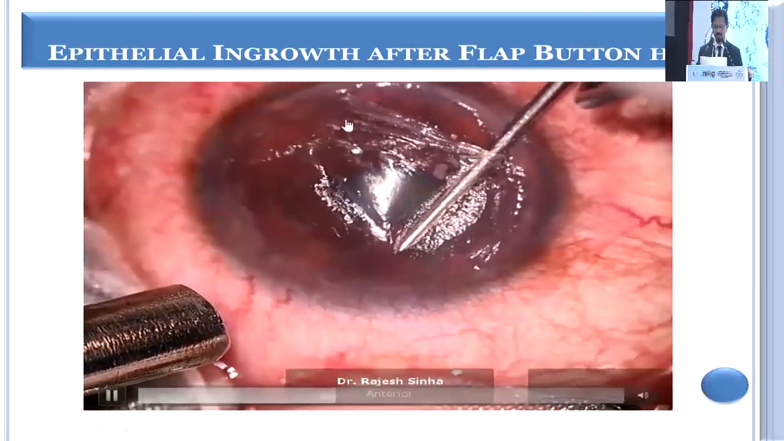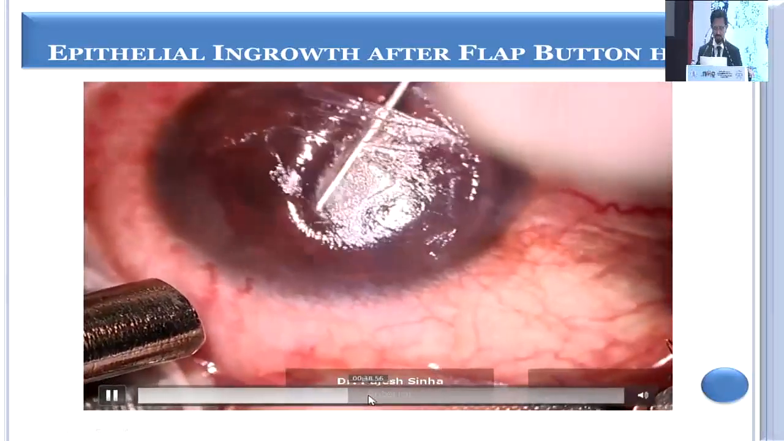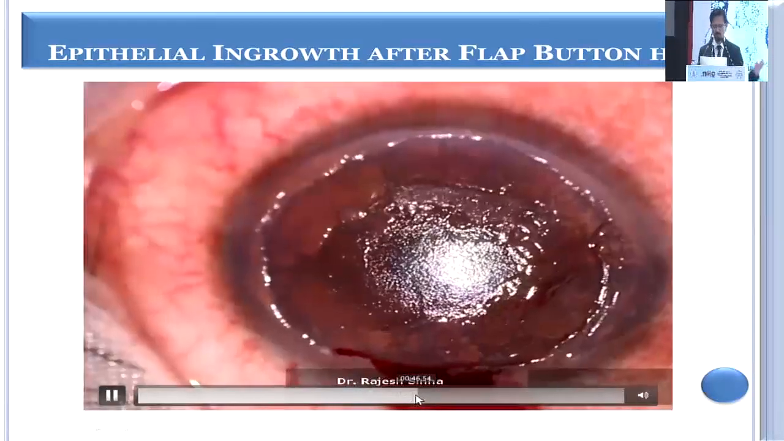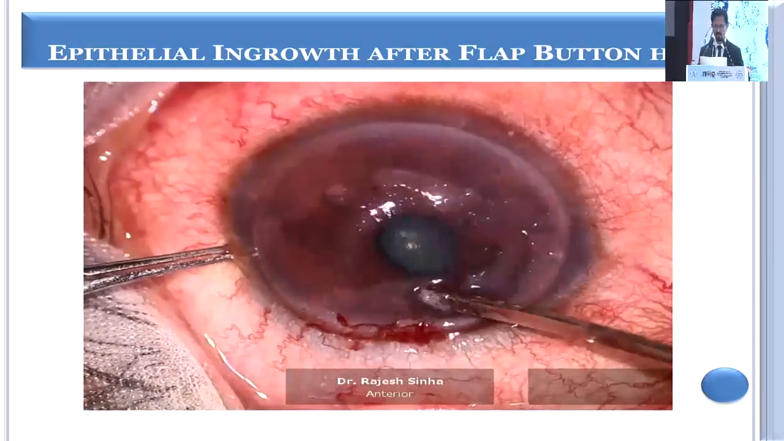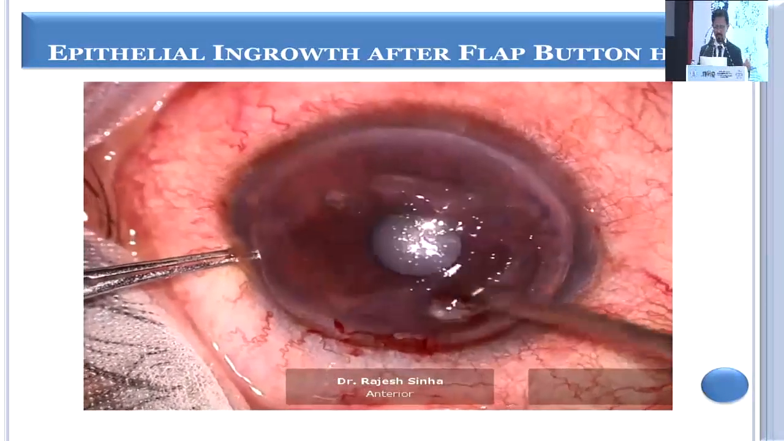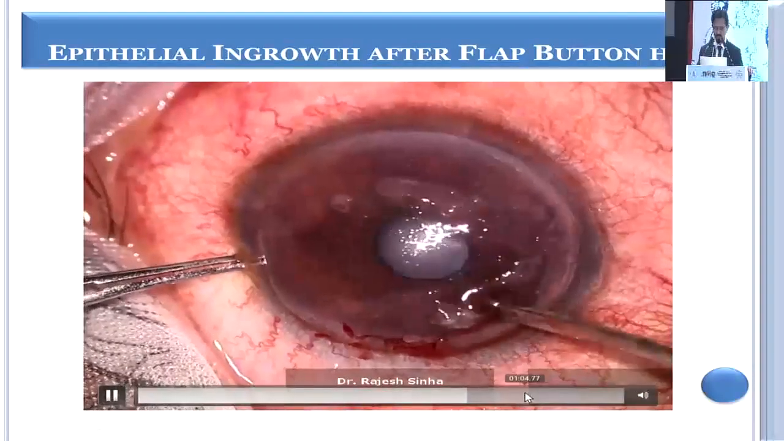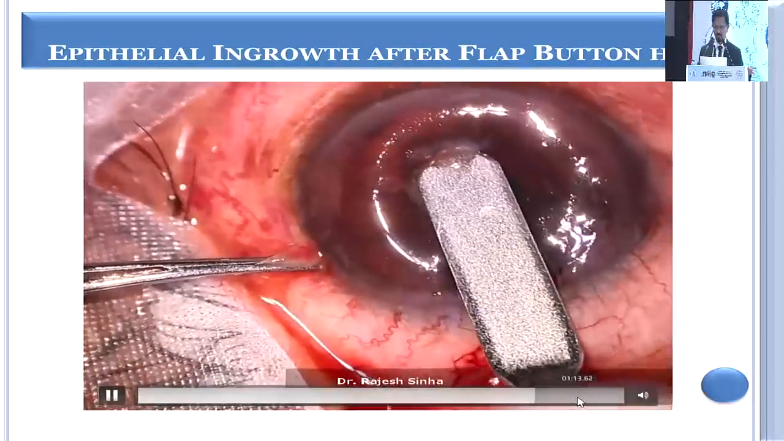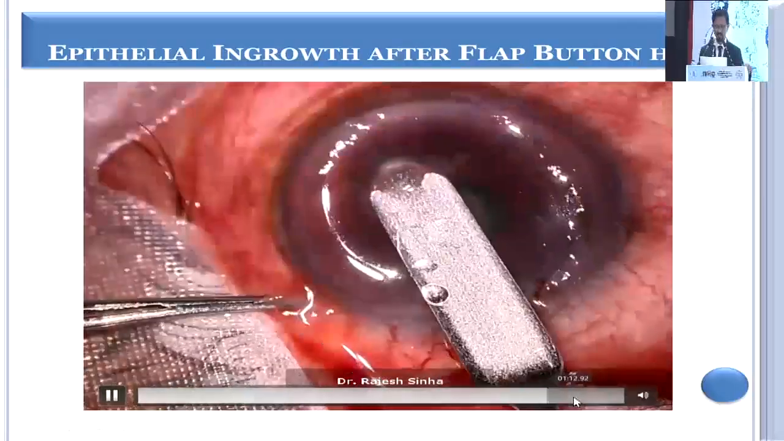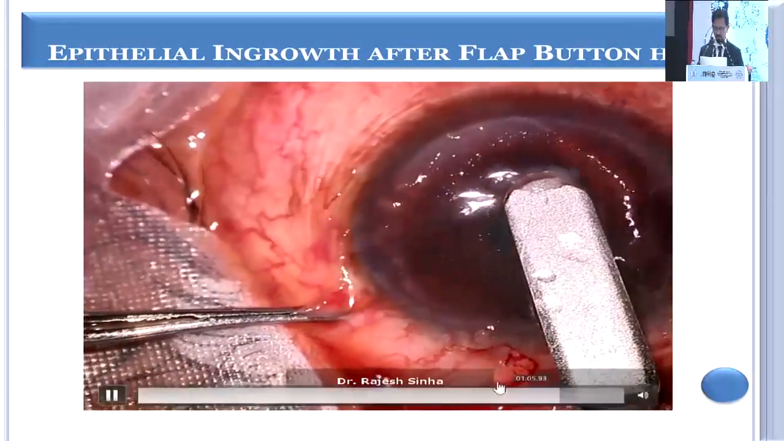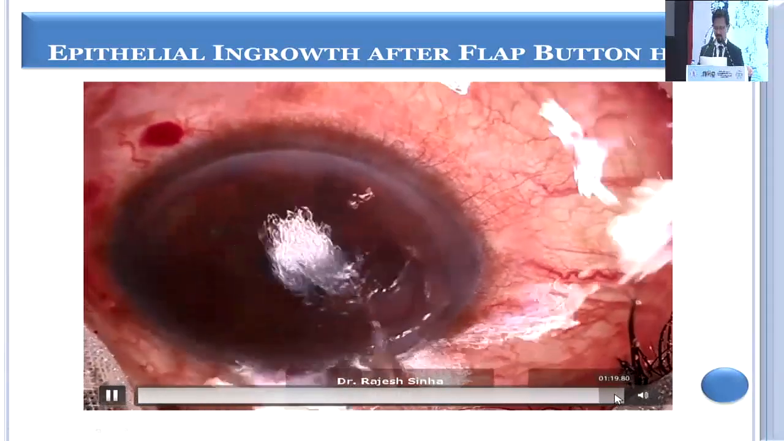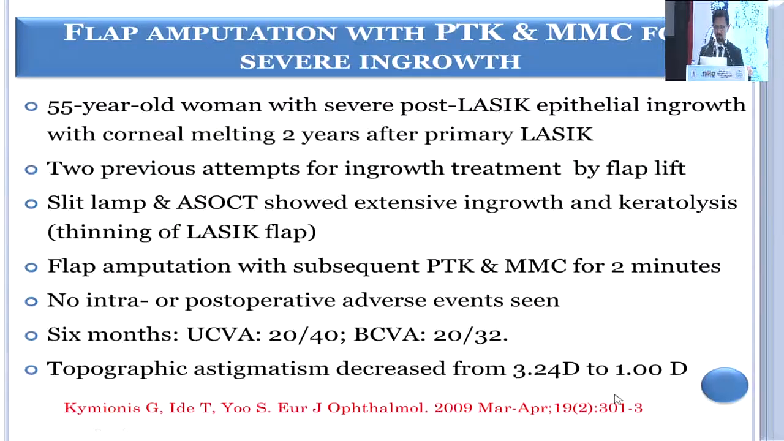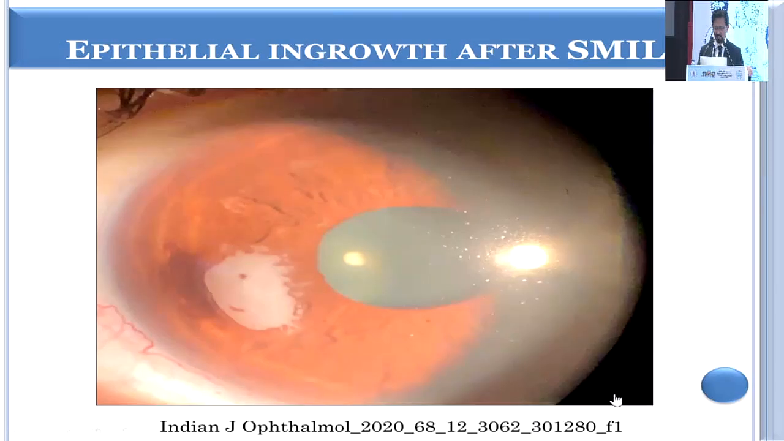So this is the flap buttonhole through which the epithelial ingrowth has happened. In such a case, you should not reposit the flap. Remove the epithelium completely. I'm using alcohol to soften the adhesion of epithelium, and then with the help of a lamellar dissector, removing this part of the stroma that is there, the island, and then mitomycin C has been used, and you put a bandage contact lens.